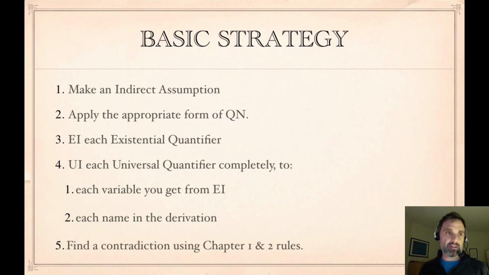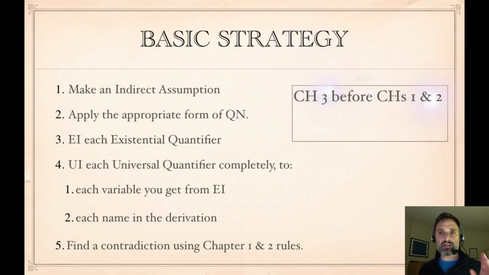You'll have a bunch of sentences that you get from EI and UI, and those sentences will have no quantifiers in them, and then you'll be able to use chapter 1 and 2 rules to get a contradiction. Now, there are two things here that you won't always be able to follow absolutely, but to the extent that you can, you want to. The first is you do chapter 3, and so QN, UI, EI, before you do any chapter 2 material, and you EI before you UI, always.